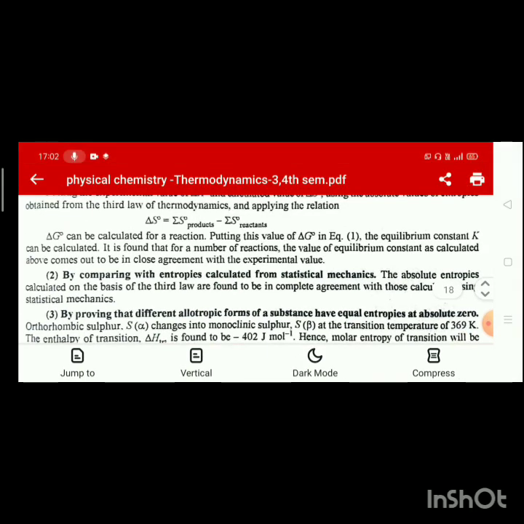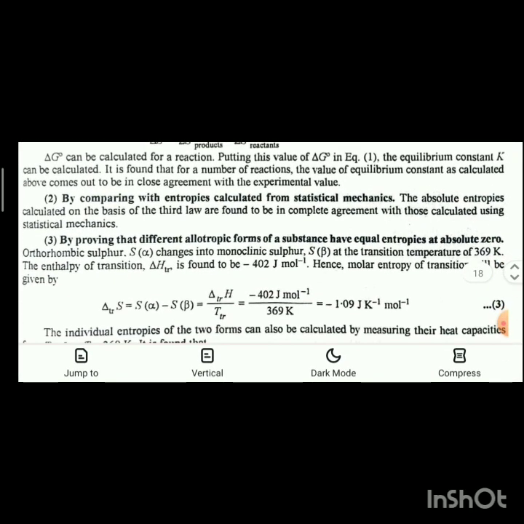That is K. It is found that for a number of reactions, the value of the equilibrium constant as calculated above comes out to be in close agreement with the experimental value. Number 2, by comparing with entropies calculated from statistical mechanics. The absolute entropies calculated on the basis of the third law are found to be in complete agreement with those calculated using statistical mechanics. Number 3, by proving that different allotropic forms of a substance have equal entropies at absolute zero.